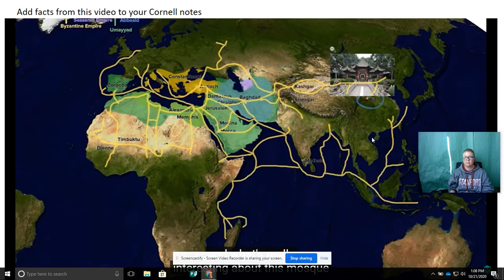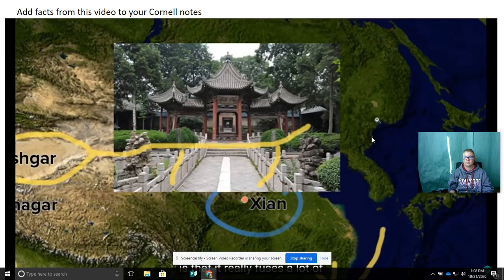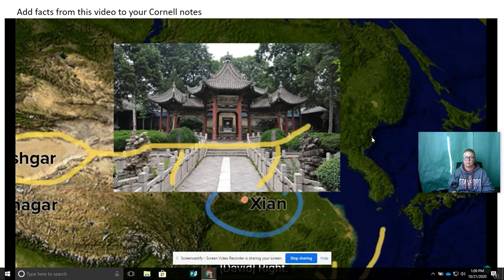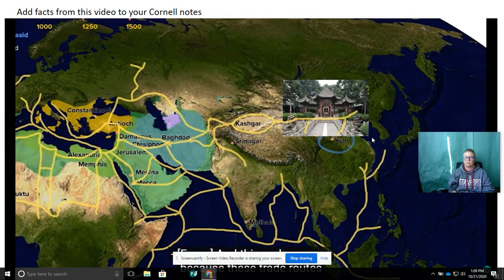And what's really interesting about this mosque is that it fuses a lot of Islamic and Chinese ideas. For example, it still has the structure of an imperial building, in the way that the courtyards are set up. But instead of following the rules of feng shui, it is oriented towards Mecca, which is the direction in which Muslims look when they pray. But it still has a very Chinese character. Right. And this makes sense because these trade routes basically had to go through the Islamic Empire. And so as people traveled, so did ideas, and those ideas transformed along the way.